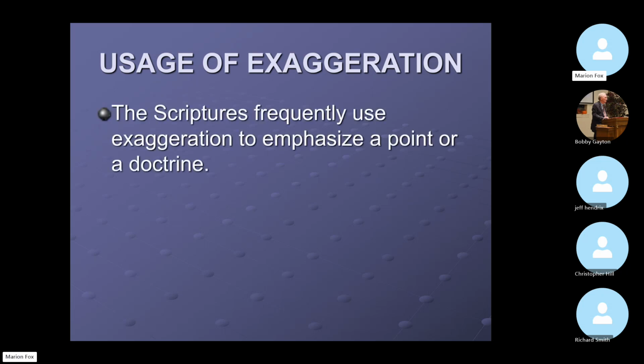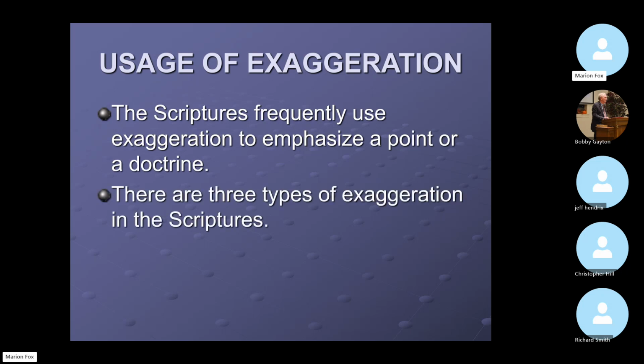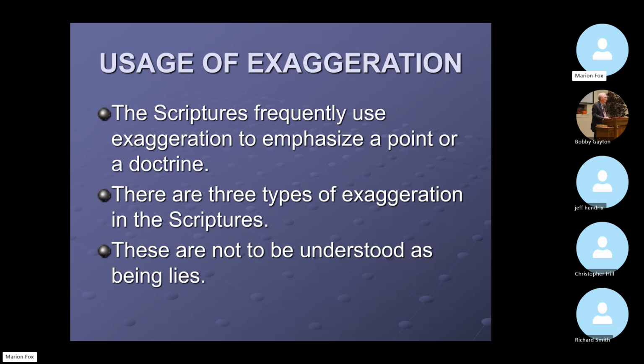There are two kinds of exaggeration that are used in figures of speech. So we have exaggeration to emphasize a point or a doctrine. So sometimes we exaggerate things. There are three types of exaggeration in the scriptures, actually. These are not to be understood as being lies, though. They're not lies, they're just exaggerations for emphasis.